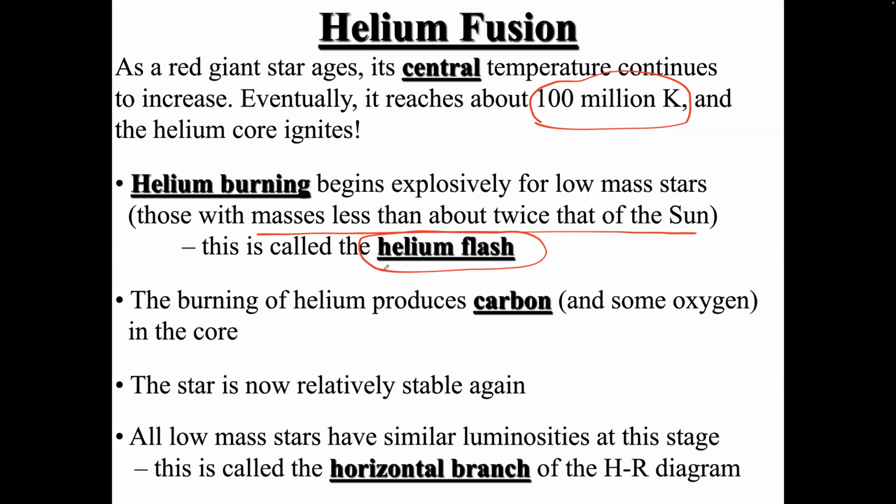Now, when helium burns, you get the next material in the periodic table, which is carbon. Once the helium fuses, it will create carbon and some oxygen in the core. Once this happens, the star will be stable. And since all these low mass stars have similar luminosities at this stage, we call this particular region the horizontal branch of the HR diagram.